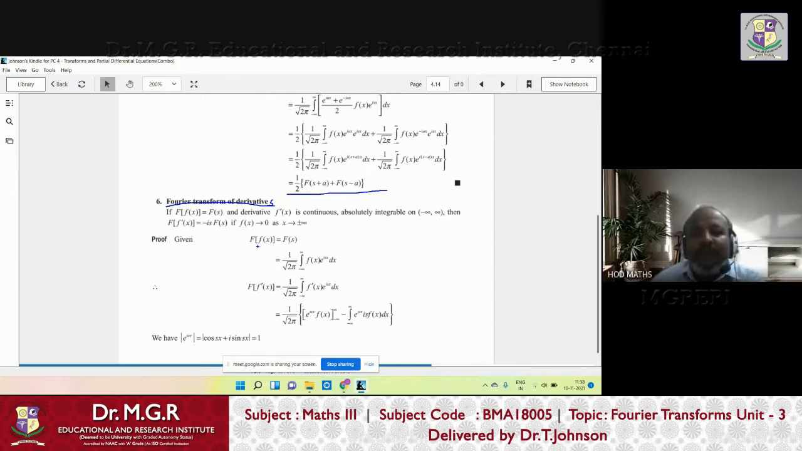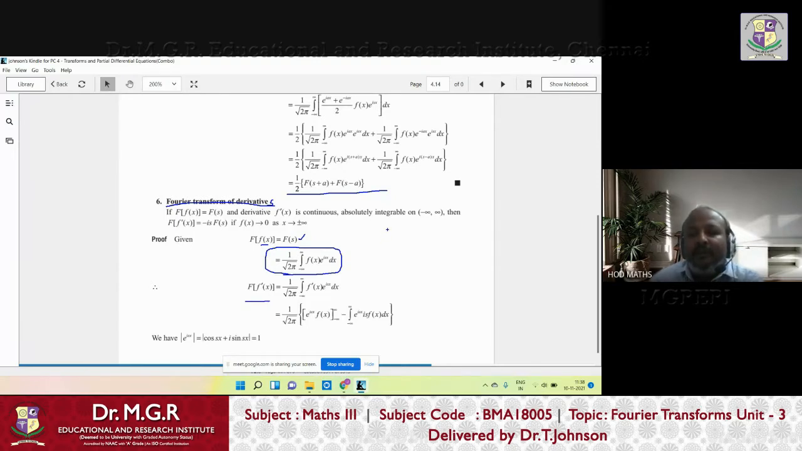So far we know the Fourier transform of f of x, for which we have a definition like this. Whenever you evaluate this integral, that gives you the Fourier transform of the function f of x, that is a function of s. Now we are going to study what is the Fourier transform of f dash of x.